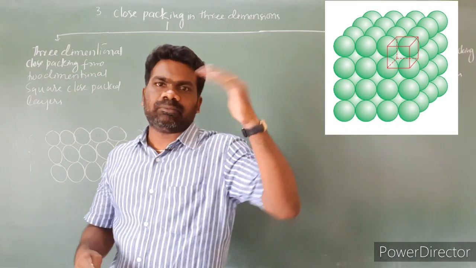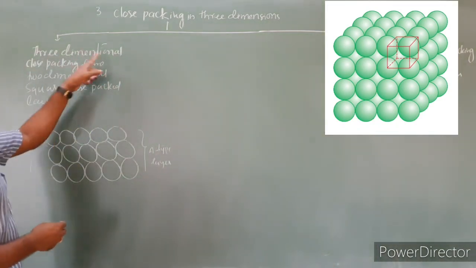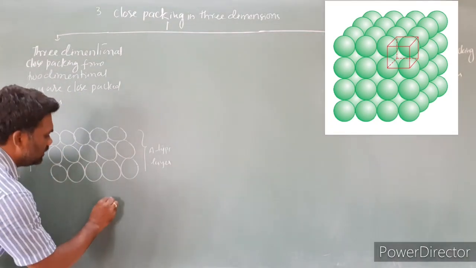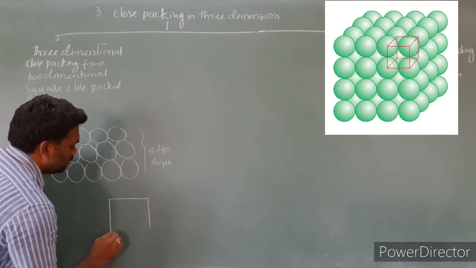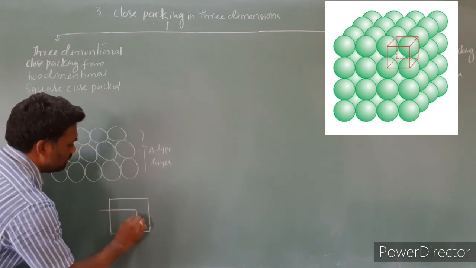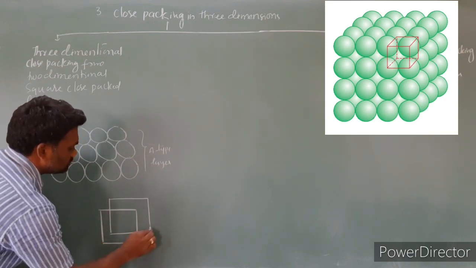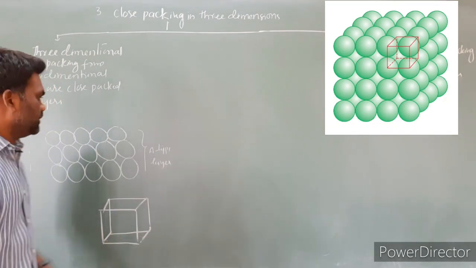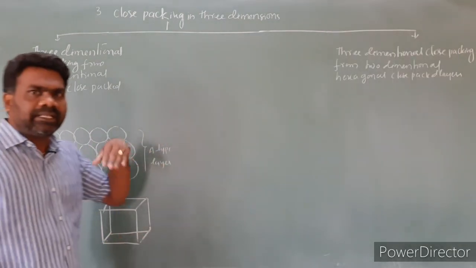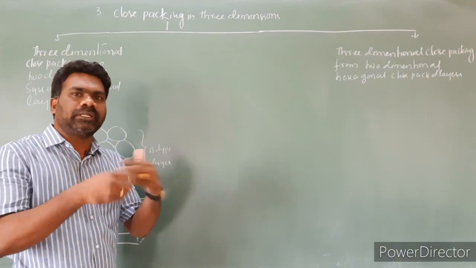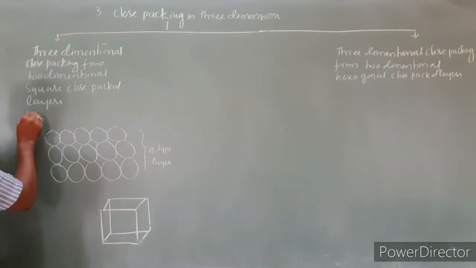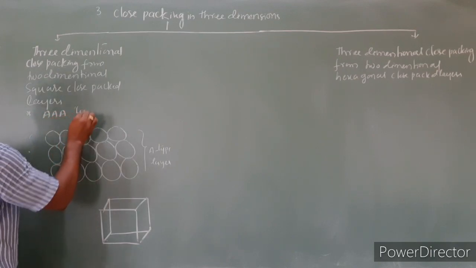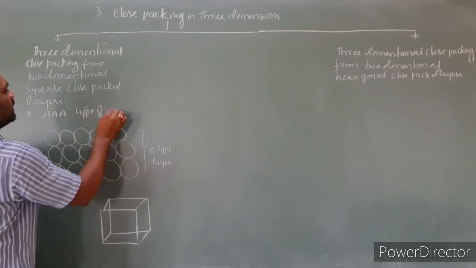If we arrange many layers, we get a 3-dimensional close packed structure from 2-dimensional square close packed layers. This type of structure we can expect. We get a 3-dimensional structure. So the first layer is A type, the second layer is A type, the third layer is also A type, the fourth layer is also A type. This arrangement is nothing but A type of arrangement.